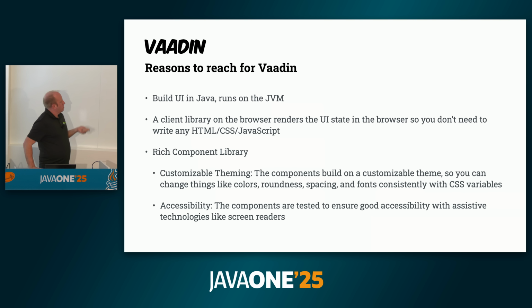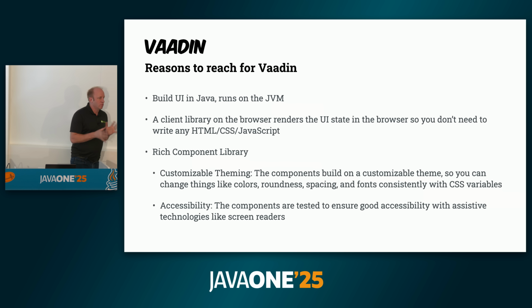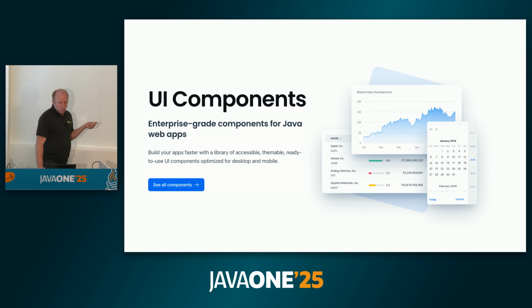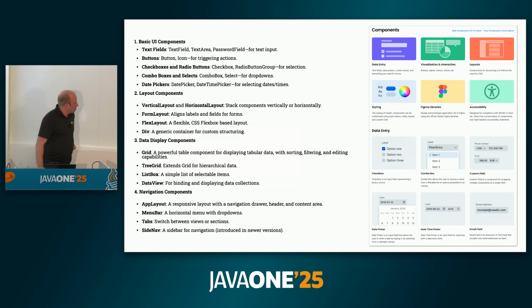Build UIs in Java, it runs on the JVM. The client library renders the UI. Again, a rich component library. I like that you can customize these with different theming options. And I really like that accessibility was thought of from the beginning. So all of these components that come out of here are ensured for good accessibility with technologies like screen readers. So if you go to the website, you'll see all the different components that they have, all the things that you would expect from a component library.